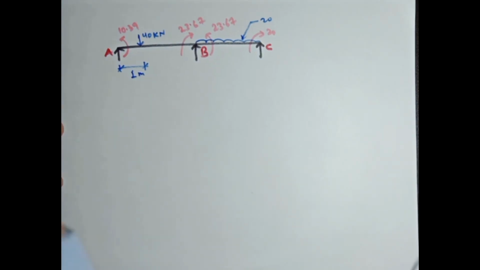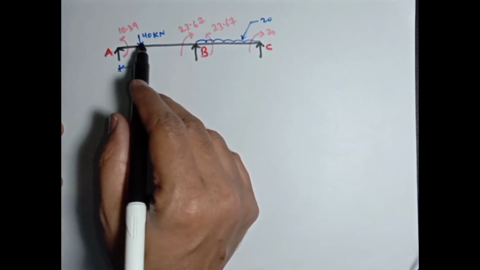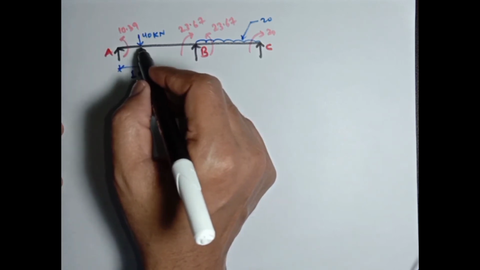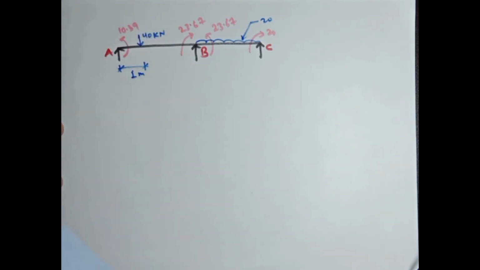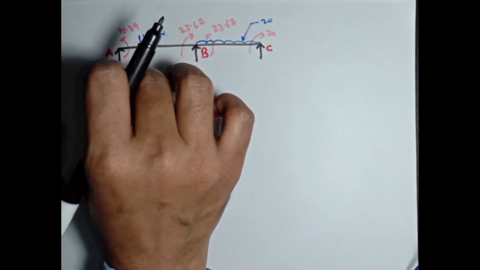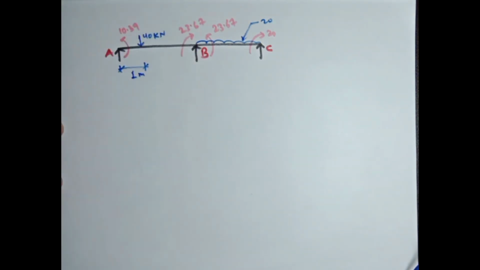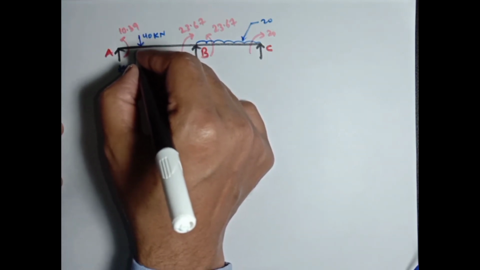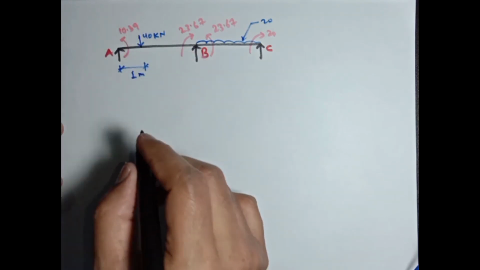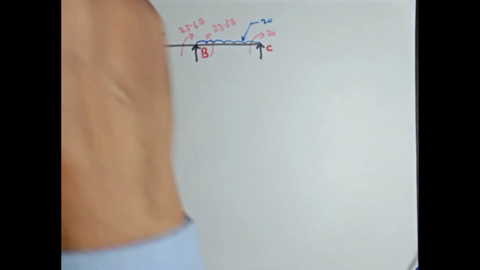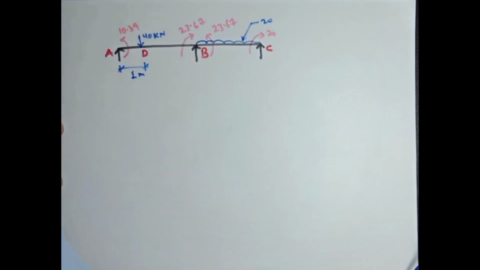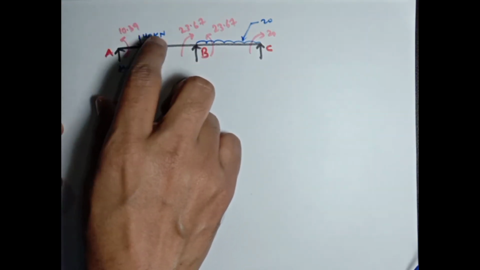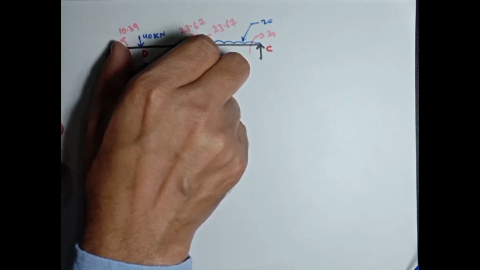Now as this point load is acting at this point, it will give the maximum moment, as you have seen when analyzing the determinate beam. I think you have understood this concept, that the maximum moment occurs at a point load. So here we are going to find the moment at this point. Suppose this point is D, where the point load of 40 kN is acting in this span AB.